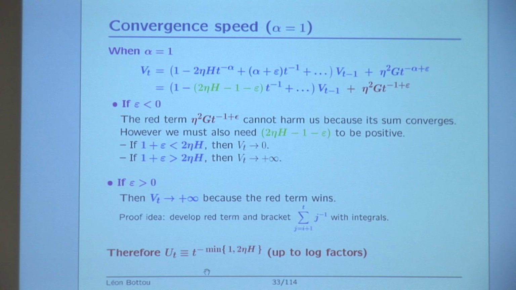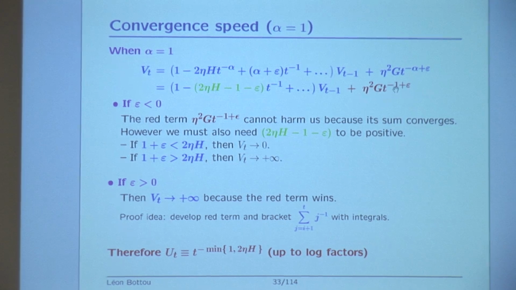Now, the case alpha equal 1 is actually nastier, because this time this t minus 1 term cannot be neglected compared to this alpha. So you need to consider this green thing here. So if epsilon is less than 0, this red term here is not going to annoy us, because it's going to be multiplied by a lot of things that are less than 1. But the sum of the red term by itself would converge. So it will go to 0.